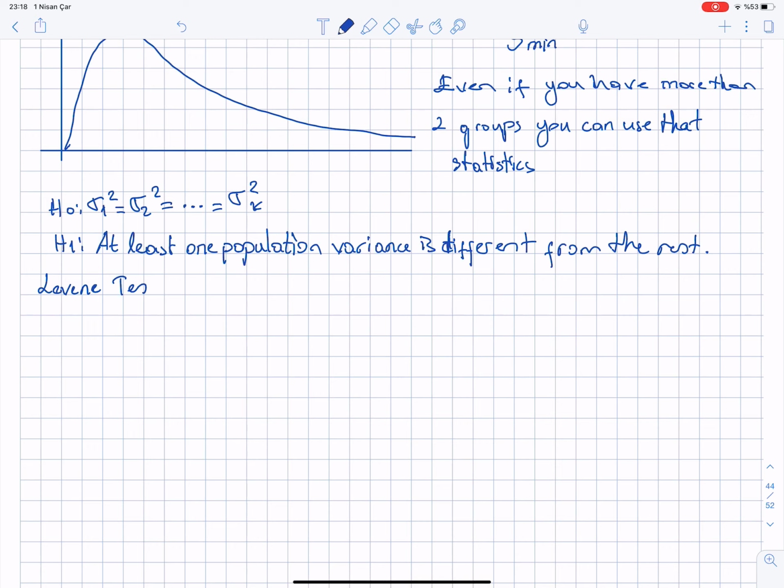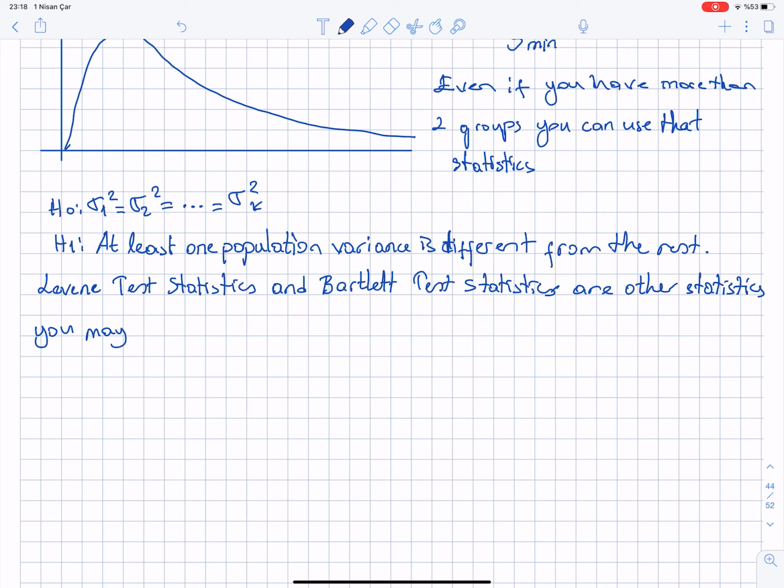SPSS Levene test statistics and Bartlett test statistics are other statistics you may use for checking homogeneity. Okay.